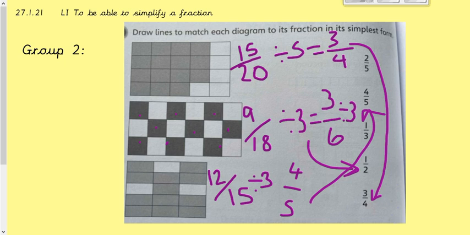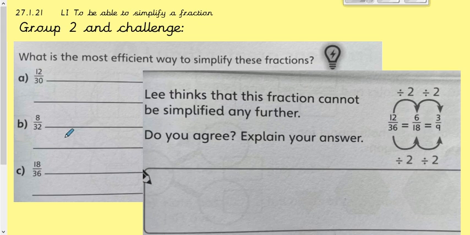Now, the next two, you kind of had to explain your answers a bit more. So the first one, what is the most efficient way to simplify these fractions? So we have 12/30. Now, looking at that, I would say the most efficient way to work out these or simplify them would be to divide by 6, because I thought they are divisible by 3. However, that will not get me my simplest answer. If we divide by 6, we should get to the simplest form quicker.